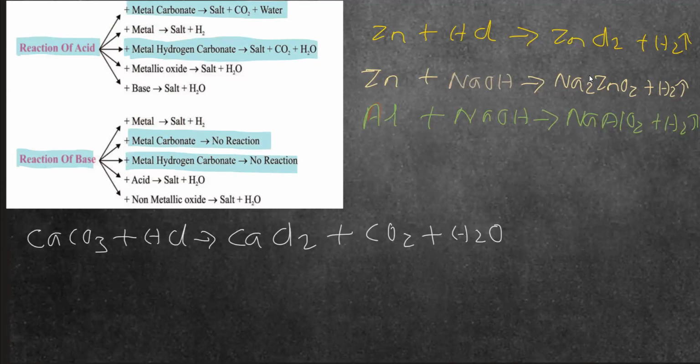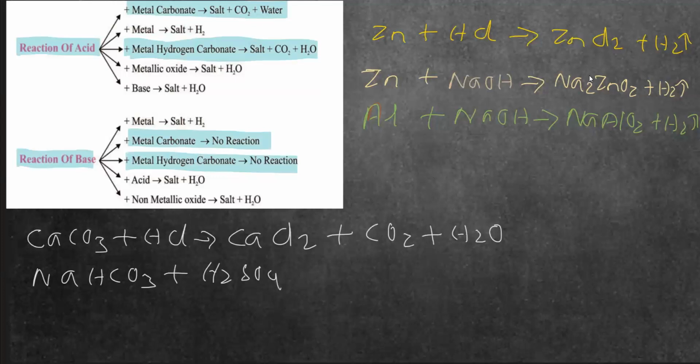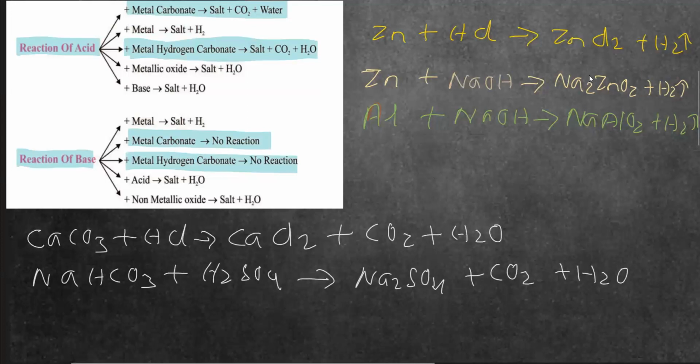Whether it's a metal carbonate or a metal bicarbonate, the result is the same. For example, if it is NaHCO3, say I've taken a metal bicarbonate this time, and let's say it reacts with an acid, this time sulfuric acid, H2SO4. The product will be the same, that is a salt, Na2SO4, plus carbon dioxide plus water. So whether an acid reacts with a metal carbonate or metal bicarbonate, the product remains the same, that is salt, water, and carbon dioxide.